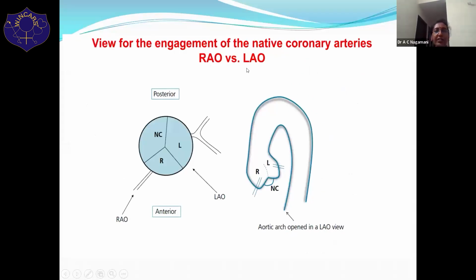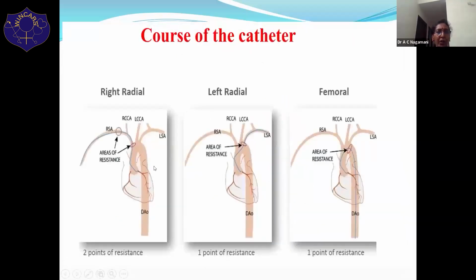Commonly we engage in the elbow view. The left sinus is higher as compared to the right sinus, so the aortic arch is opened in the elbow view. The left sinus is anterior and the left main arises from this, and the right sinus is inferior, and this is anterior and this is posterior. One should have a mental picture of this.